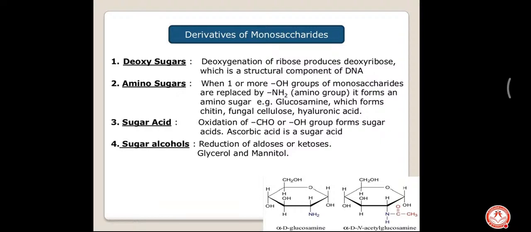Next is sugar acid: oxidation of the CHO group, that is aldehyde group, or the OH group, alcoholic group, forms sugar acid. Ascorbic acid, that is vitamin C, is a sugar acid. Sugar alcohol: reduction of aldose or ketose forms sugar alcohols. Glyceraldehyde reduces to form glycerol, and mannose sugar reduces to form mannitol. These are the different examples of derivatives of monosaccharides. Here you can also see a figure of alpha D glucosamine and alpha D N-acetyl glucosamine. These are very important derivatives of monosaccharides.